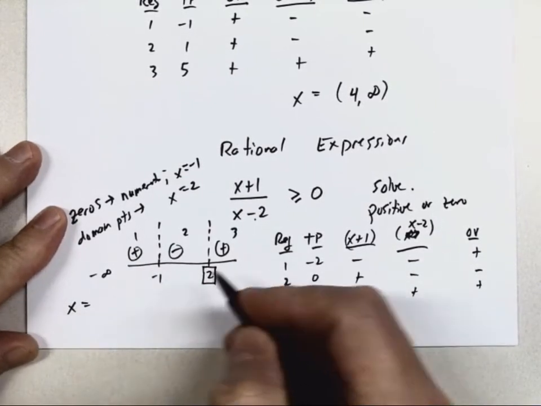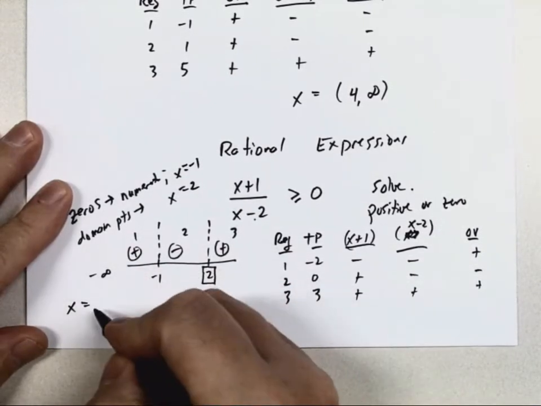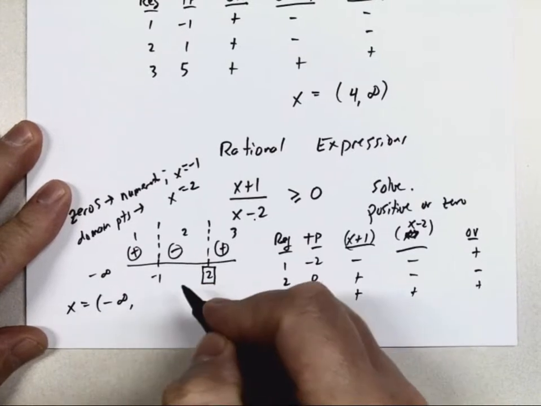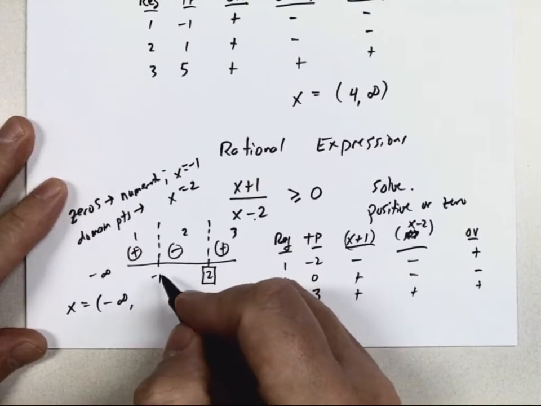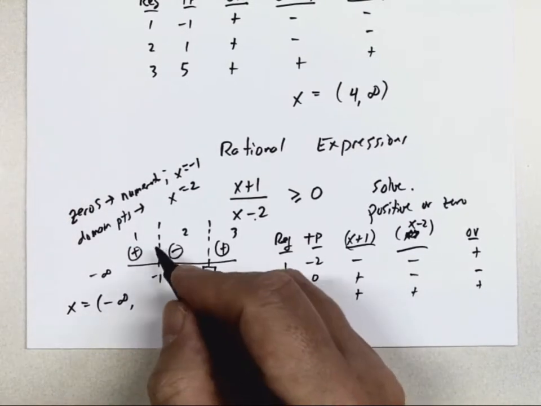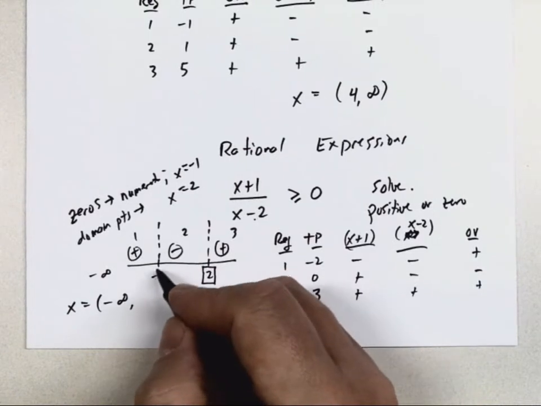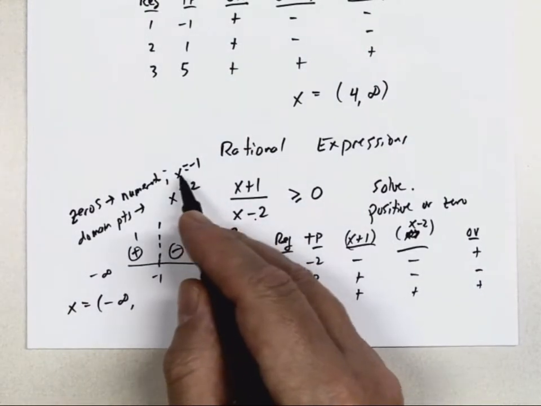So the solution starts at -infinity and it goes to -1. Let's be careful. Should I include -1 or not? Well, -1 is a real 0.